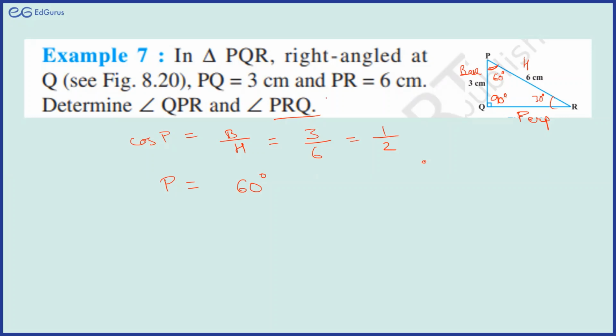So I started solving with QPR and then I found PRQ. You can do the reverse also. You can start solving with PRQ and then find QPR. It's just that here the base and perpendicular will change accordingly. Whichever angle you consider, corresponding to that, you need to identify what is your base and what is your perpendicular.